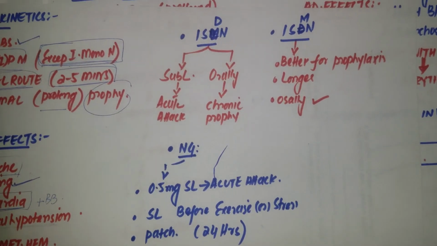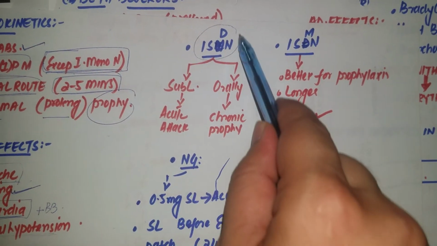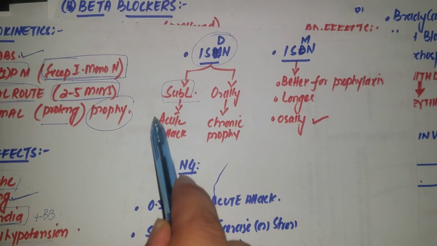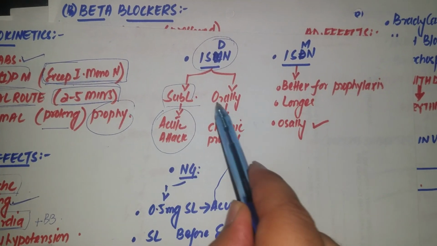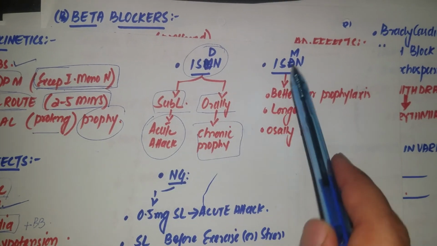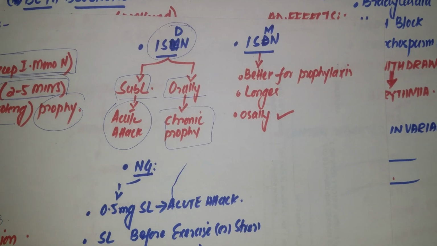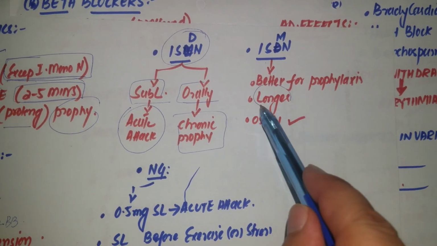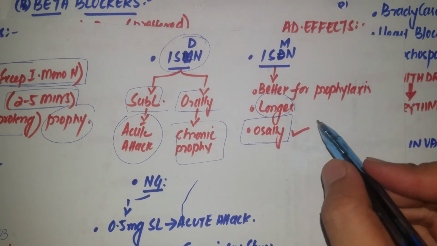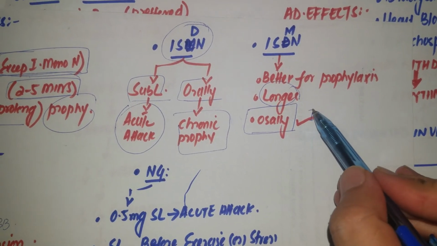Coming towards the three drugs, the first one is isosorbide dinitrate. It can be given sublingually in acute attacks, and it can be given orally for chronic prophylaxis. The next one is isosorbide mononitrate. It is better for prophylaxis because it is longer acting, and it is very good orally because it doesn't go through first pass metabolism.